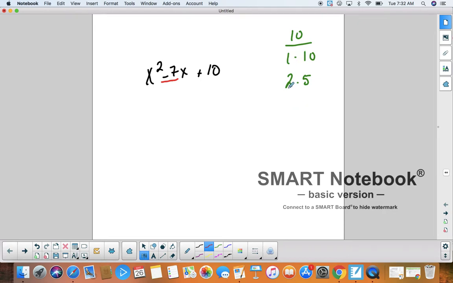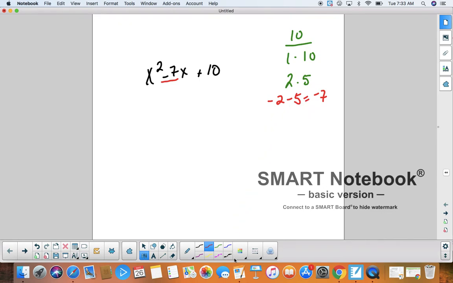Here, if we add them, 2 plus 5, we're going to get positive 7. Not what we're looking for. If we do 2 minus 5, we're going to get negative 3. If we do 5 minus 2, we're going to get 3. If we do negative 2 minus 5, we'll get negative 7. That's what we're looking for. Negative 2 minus 5 equals negative 7. Let me clean that up. So negative 2 minus 5 is how we get our negative 7.